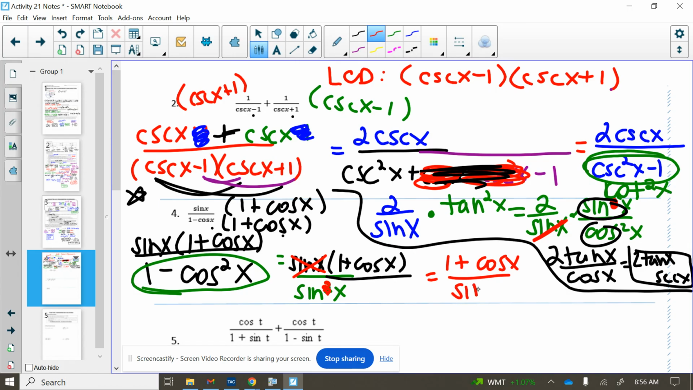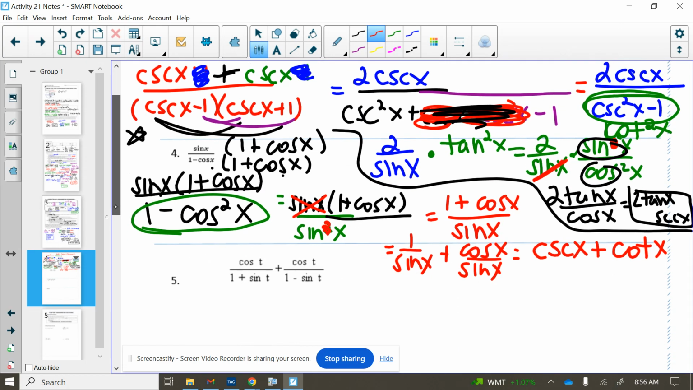Now, sometimes we can look at this as being broken up into two separate things, right? We went from having a common denominator to not a common denominator. And in this case, if we break this up into two separate fractions, 1 over sine of x can become cosecant of x. Cosine over sine can become cotan.